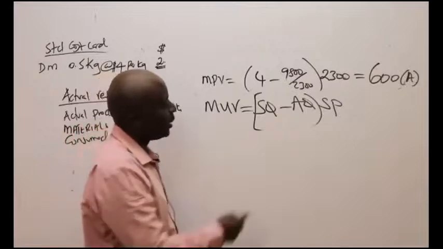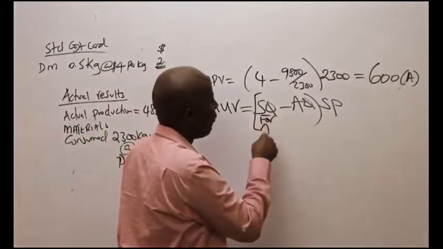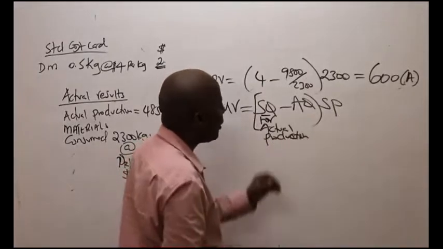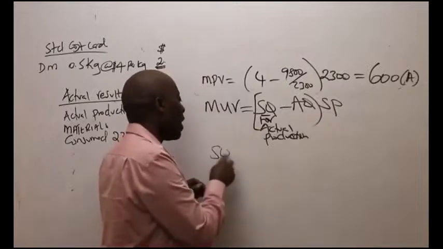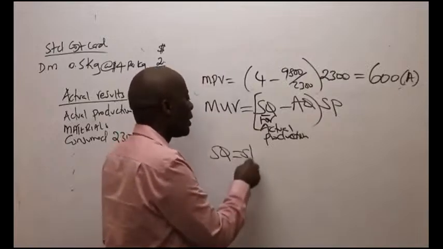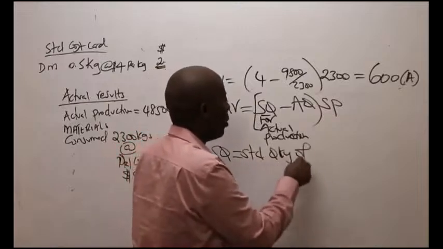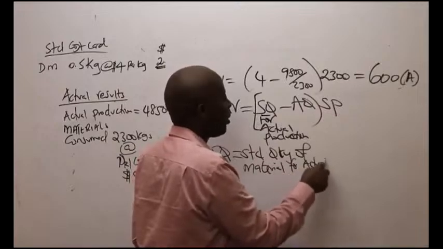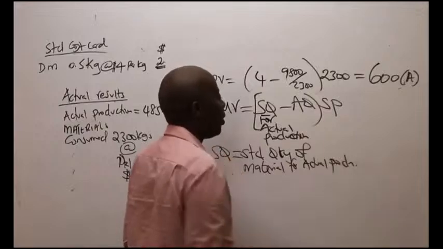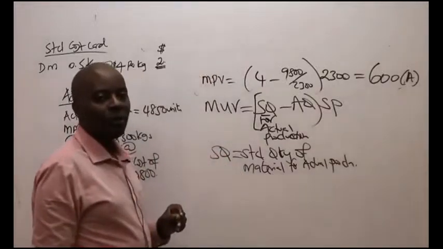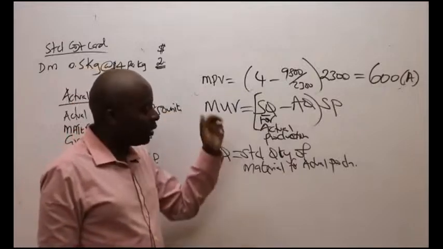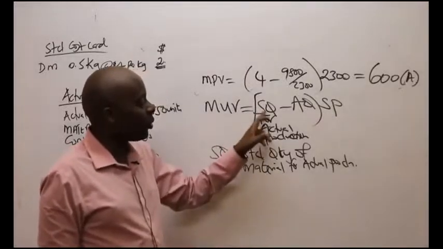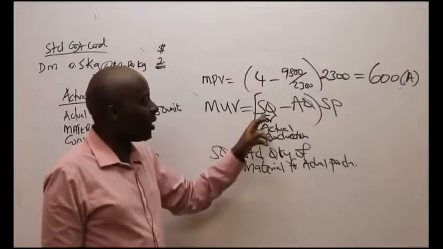Please don't forget that this capital SQ is standard quantity for actual production. Allow us to write this in full: this is standard quantity of materials for actual production. Meaning that, ladies and gentlemen, you must involve the number of units that were actually produced here.